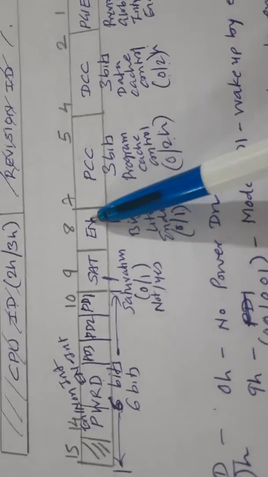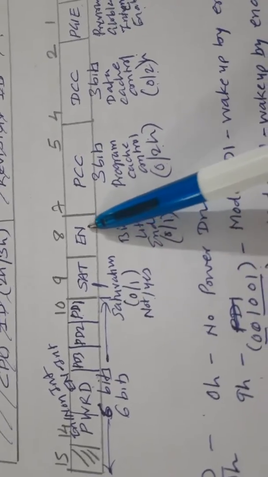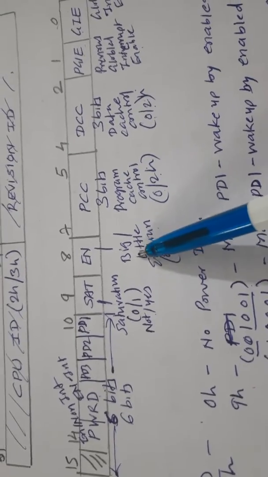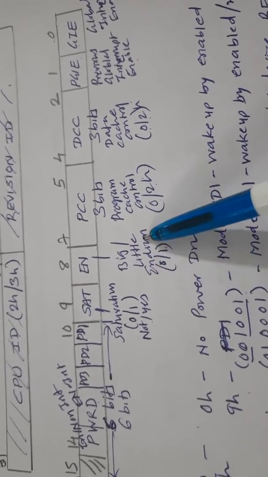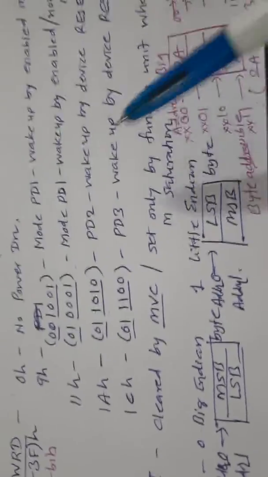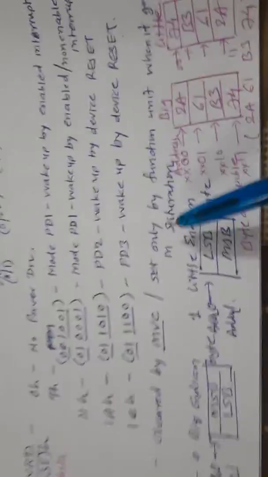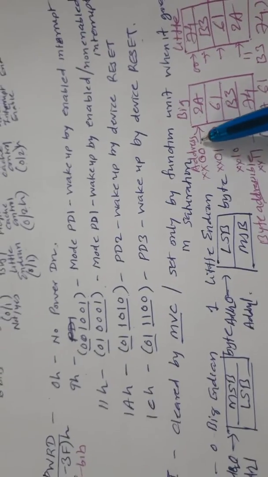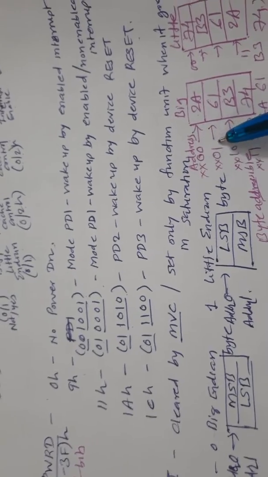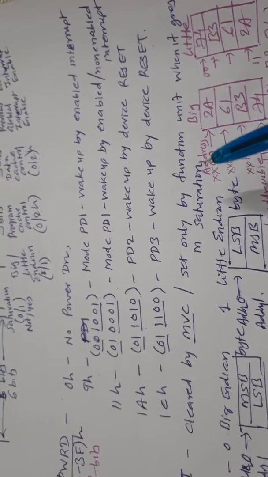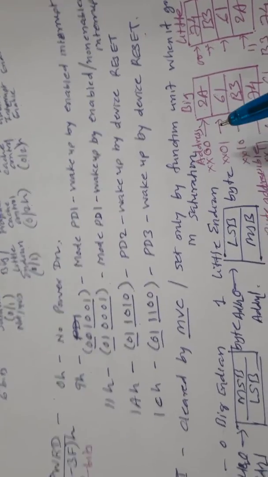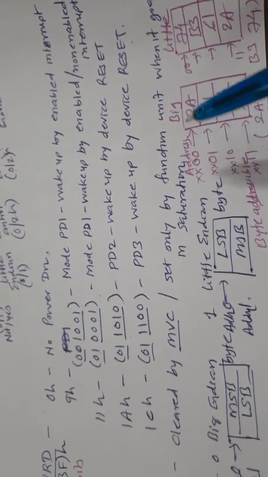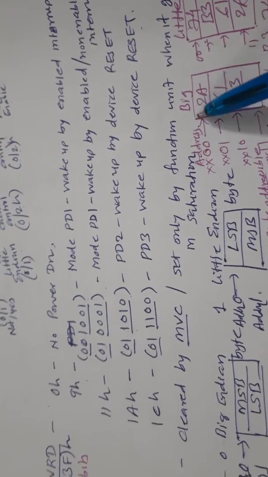Then the next bit is 8. The 8th bit is endian mode. Which endian mode? Big endian or little endian. Now what is the meaning of endian? Big endian and little endian. The question comes up when the data length is more than a byte, that means 16 bit or 32 bit or 64 bit.